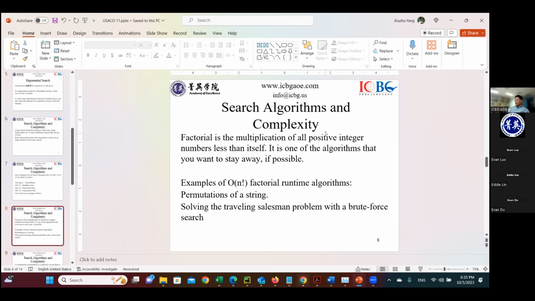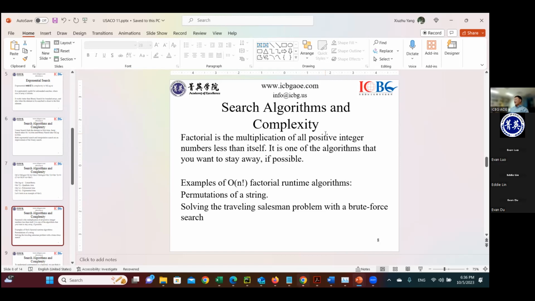One thing is the permutation. Permutation, what does it do? Solving the traveling salesman problem with a brute force search. Okay. Permutation of a string. What does it mean, permutation of a string? If I give you 3 characters, give me all the combinations of the positions of the characters. That's a permutation. So it's very complicated. It's very time consuming. Okay.